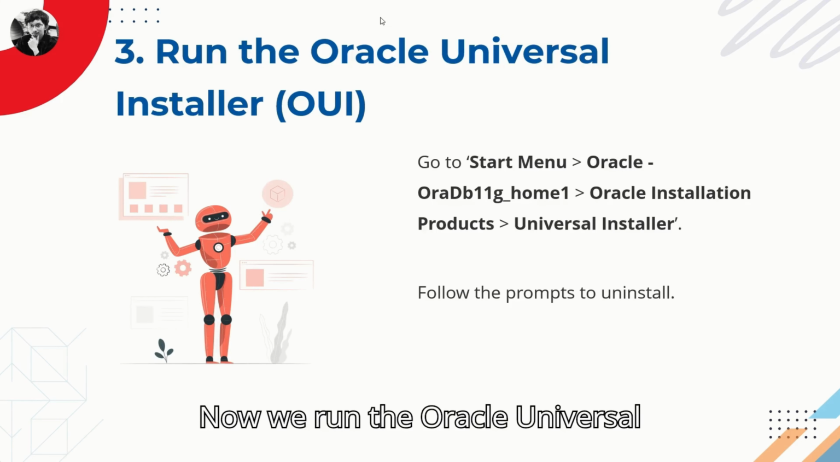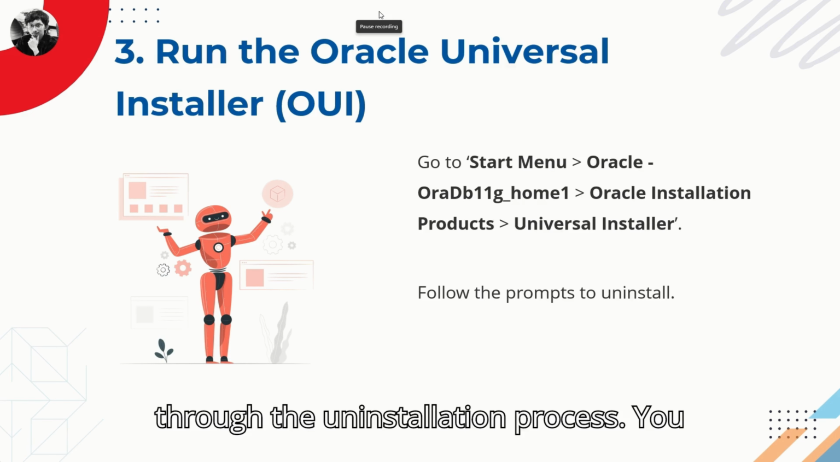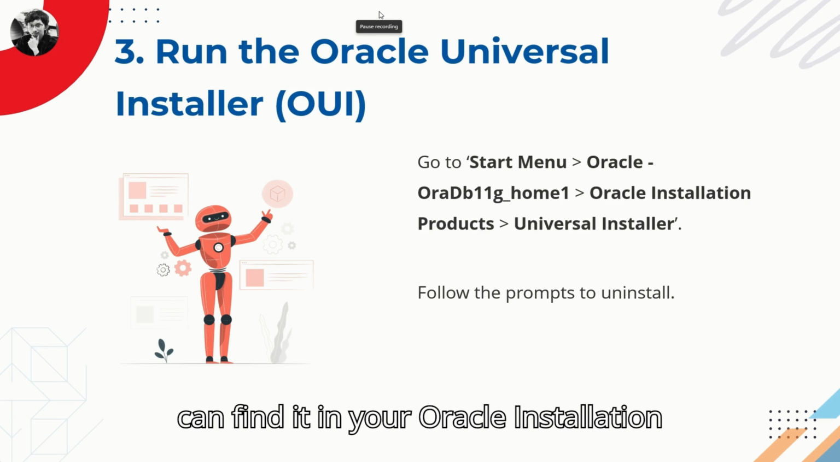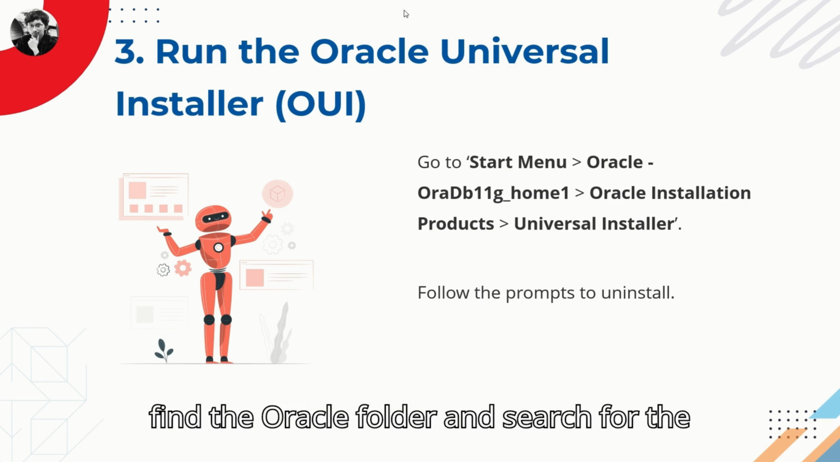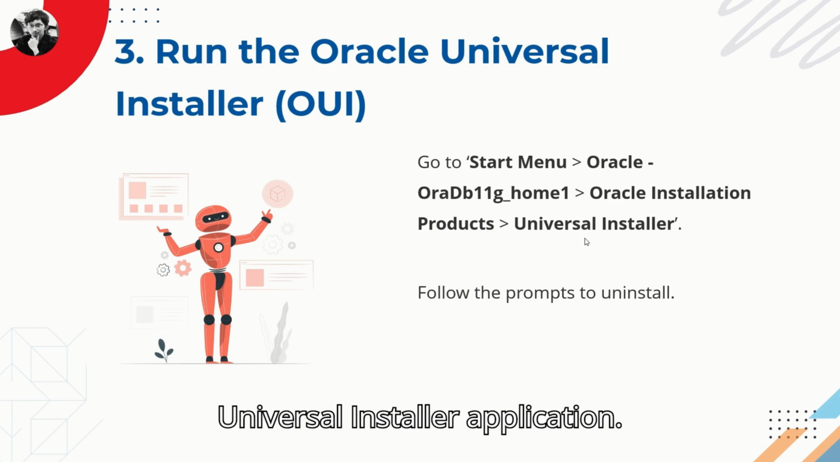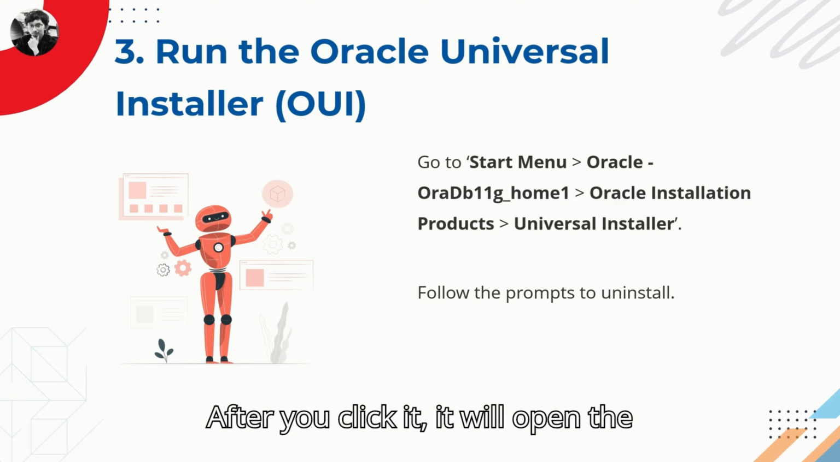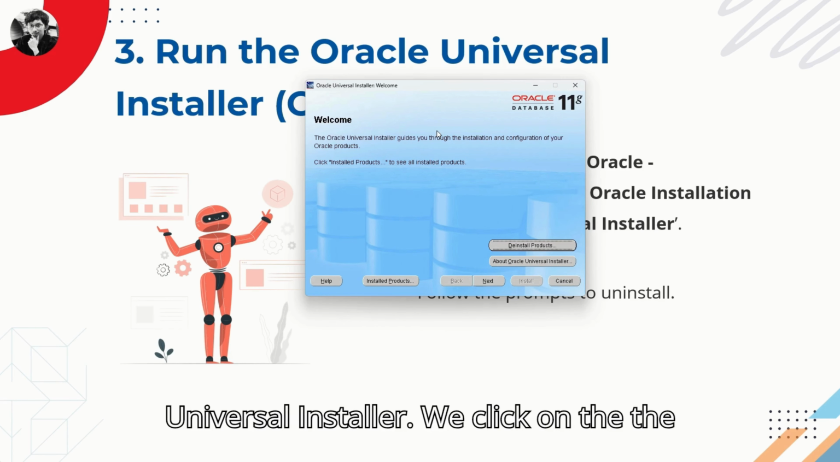Now, we run the Oracle Universal Installer. This tool will guide us through the uninstallation process. We can find it in your Oracle installation directory, or just go to the Start menu, find the Oracle folder, and search for the Universal Installer application. After you click it, it will open the application like this. This is the Oracle Universal Installer.